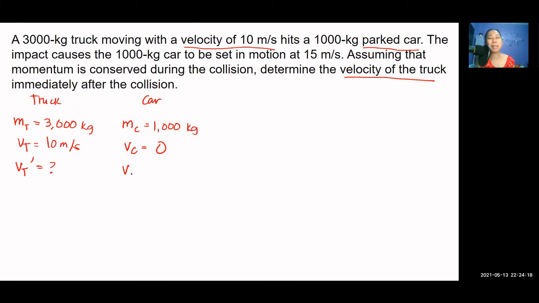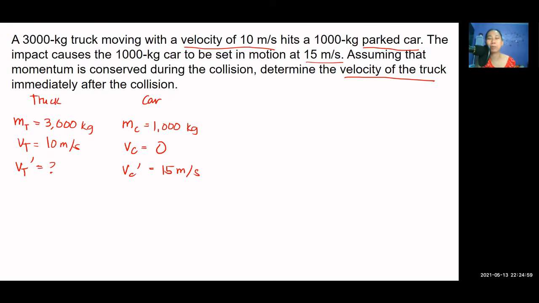Now, next, hanapin natin yung final velocity ng car after the collision. So again, gumamit ako rito ng symbol na prime. So ibig sabihin nun after collision. So ang sabi dito sa problem, the impact causes the 1,000 kilogram car to be set in motion at 15 meters per second. So since wala naman binanggit dito na nag-move siya in the opposite direction, so it is safe to assume na yung direction ng truck natin and direction ng car is just the same. So ibig sabihin, parehas positive yung values na gagamitin natin para sa velocity. So ito is 15 meters per second. Okay, so ngayon na meron na tayong mga given.